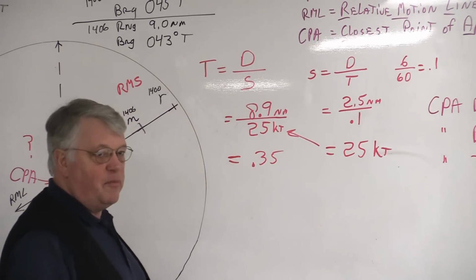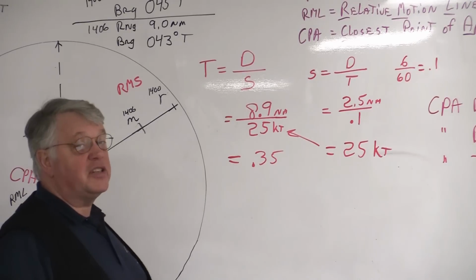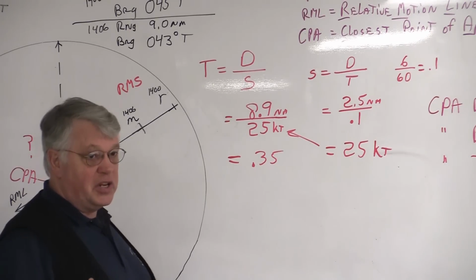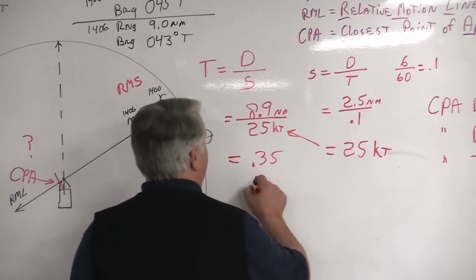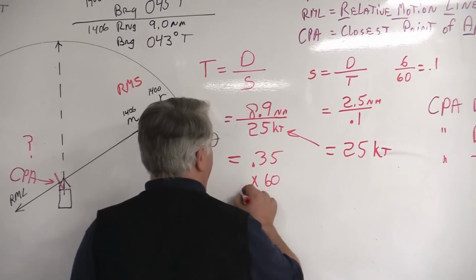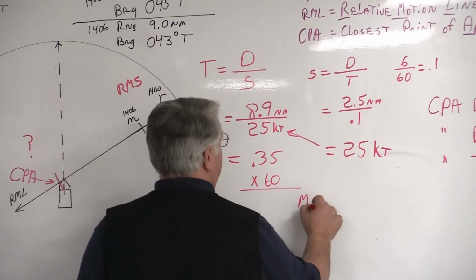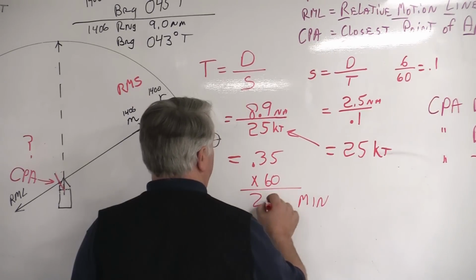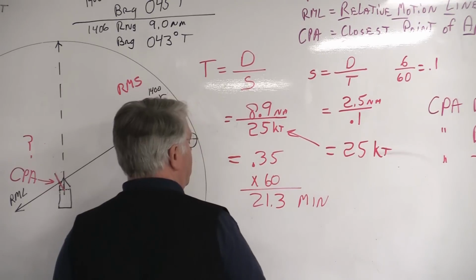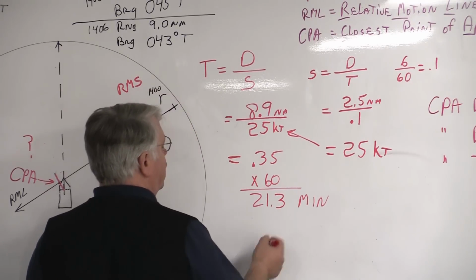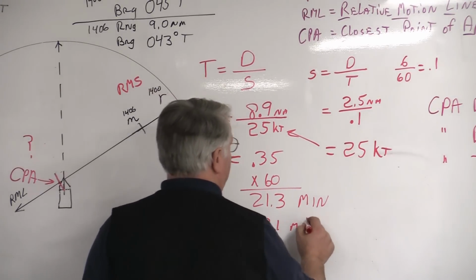All right, we have 0.35. Now that's in tenths of an hour, isn't it? That doesn't do us any good. So we have to multiply this times 60 in order to transfer it into minutes. And what do we get? 21.3. Now when you get this number, you can round it off. So we're going to use 21 minutes.